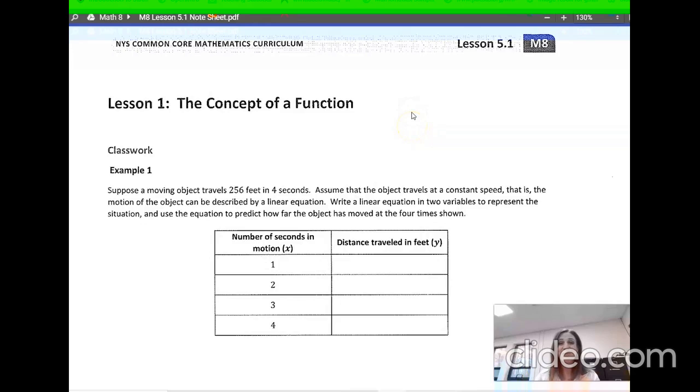All right, moving on to Module 5 now. And Topic A, we're going to focus on functions. And in this lesson, basically what a function is. Therefore, Lesson 1 is called the concept of a function. All right, so what we need to know about a function.